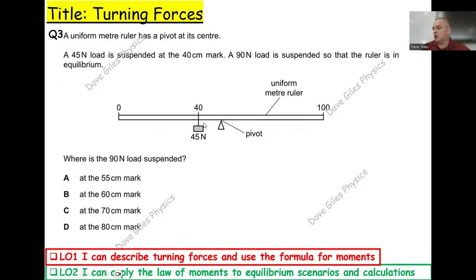So here is at the 40 centimeter mark, which is 10 centimeters from the pivot. So for 90 newtons, it needs to be half that distance on the other side. So it needs to be 5 centimeters from the pivot, 5 centimeters on this side. So it will be 50 to the pivot plus 5, which is the 55 centimeter mark.